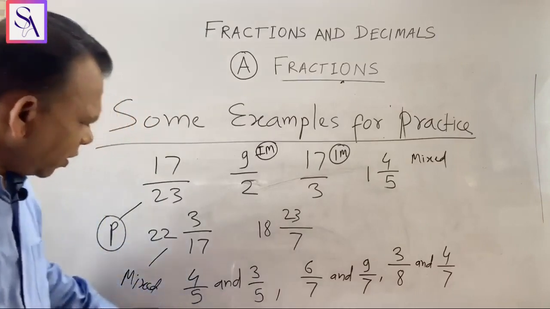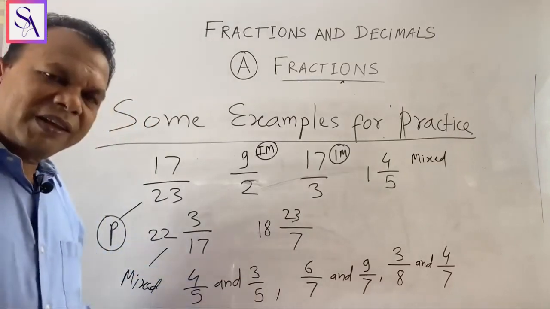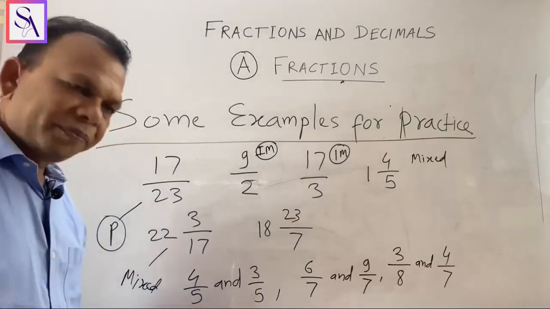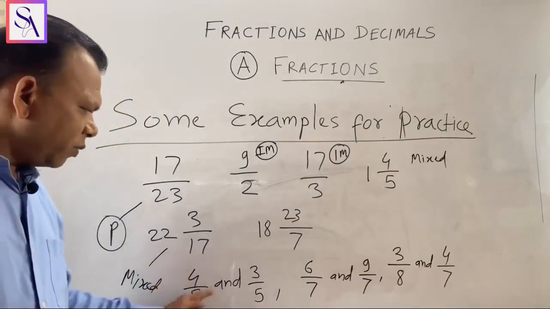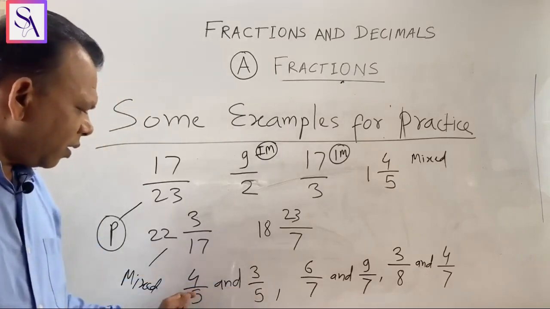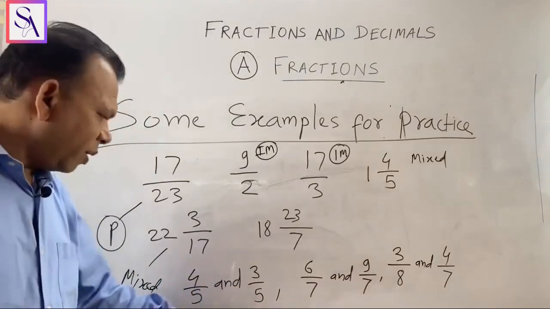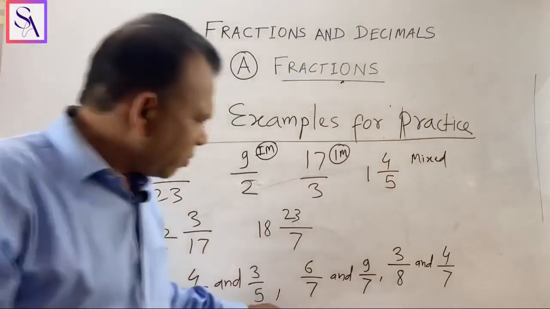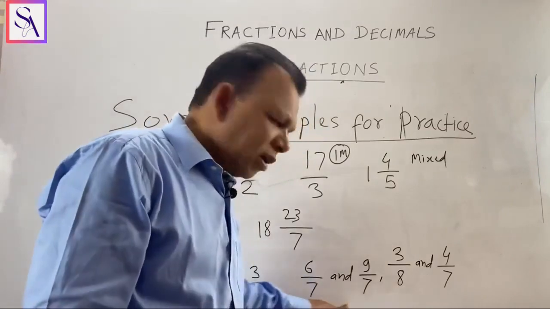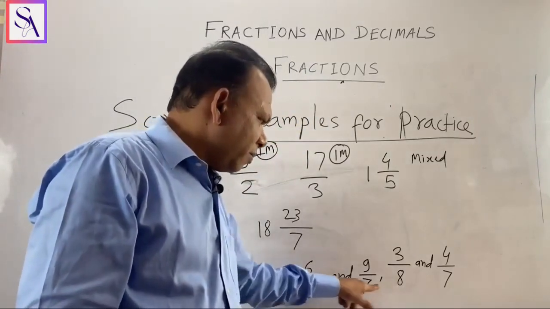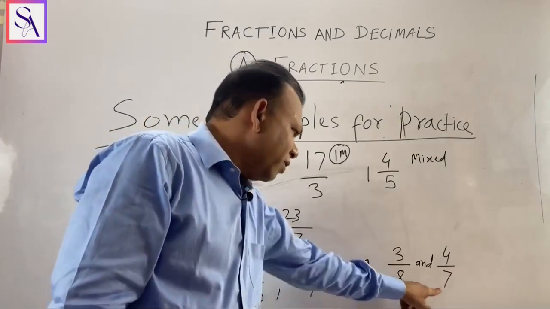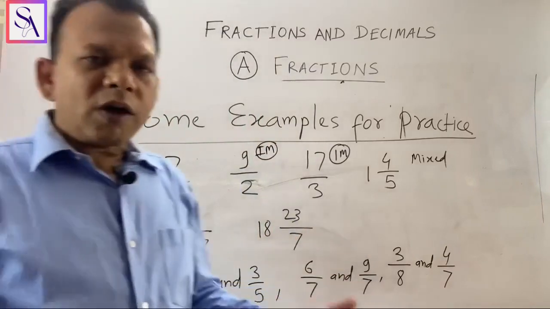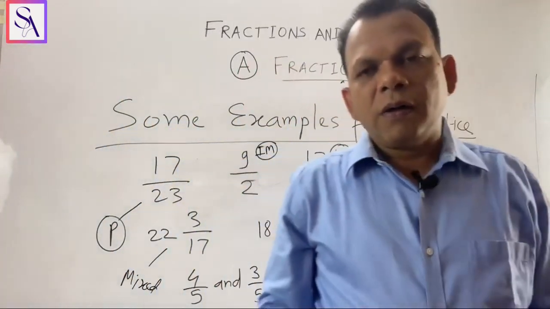Can you tell me about this 4 by 5 and 3 by 5, what kind of fractions these two are, this particular couple? So 4 by 5, 3 by 5, the denominator 5 is the same, so these are like fractions. Similarly, here also the denominator is 7, so these are also like fractions. But here the denominators are different, 8 and 7, so these are unlike fractions. So this is what we learned about fractions.